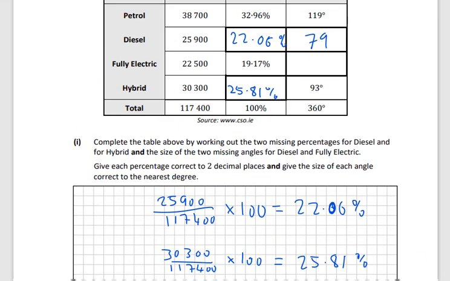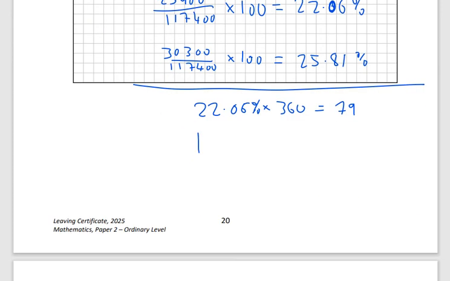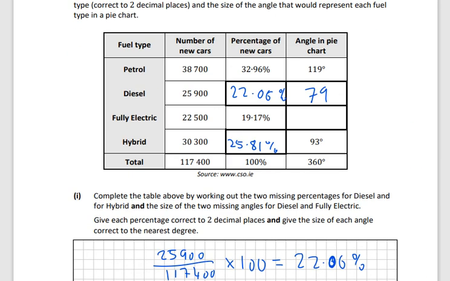And the other one, you just do 19.17% times 360, and it should give us 69, or sorry, 69 degrees. Because we're timesing by the 360, it turns it into what the angle is.